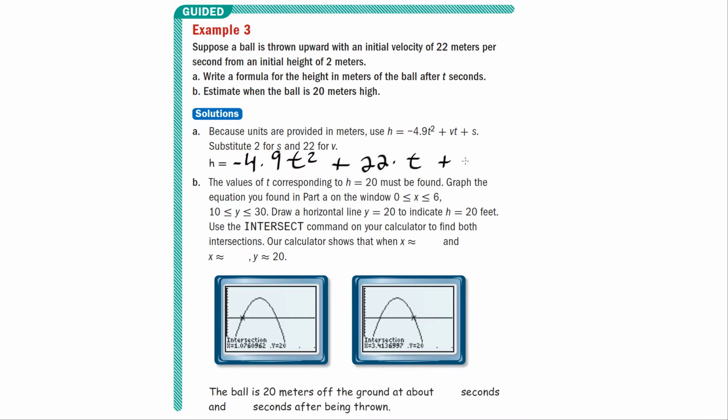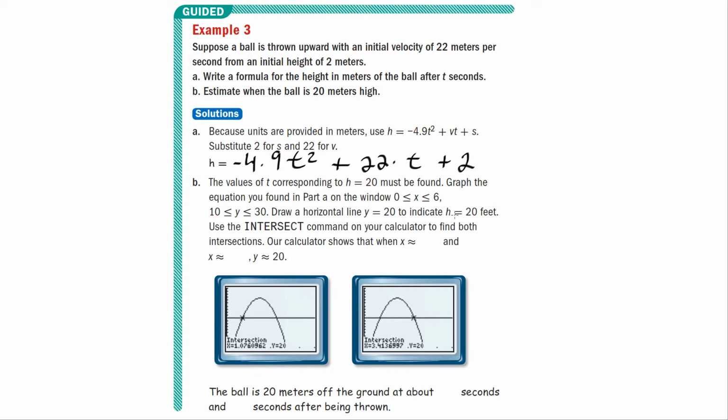Okay, the value of t corresponding to h equals 20 must be found. Graph the equation you found in part A on the window 0 to 6 for x and 10 to 30, and draw a horizontal line to indicate 20 feet. Then use the intersect command. We did this a minute ago, didn't we?